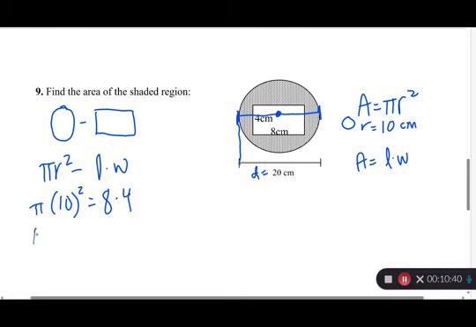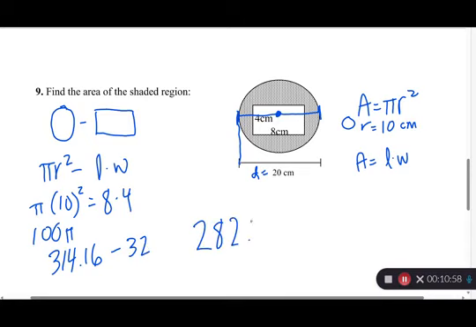So we got 100 pi. Now if you run that, or you put in the calculator about this, and then 8 times 4 is 32. So when we subtract those, we are at 282.16. Okay, we were at centimeters. Whenever you measure area, you square the units. So this is centimeters squared.